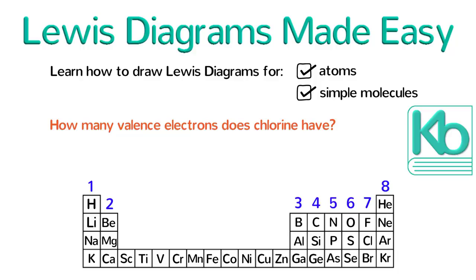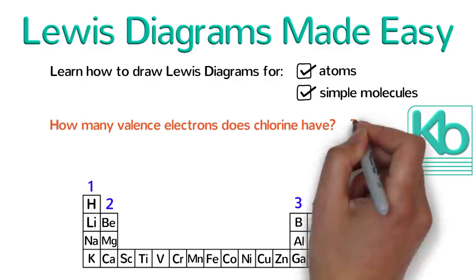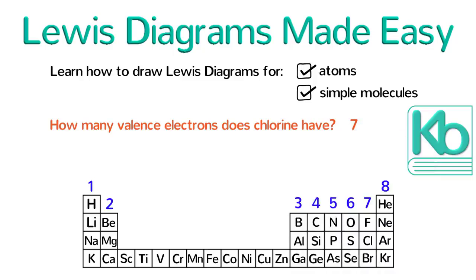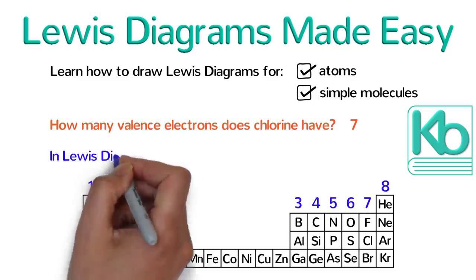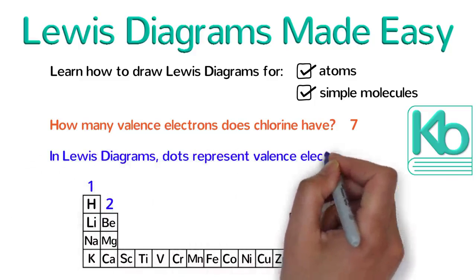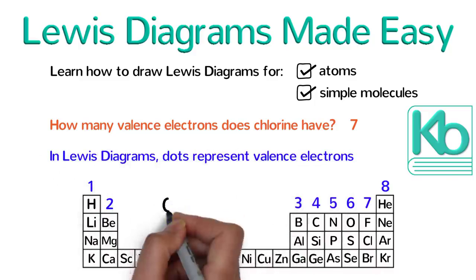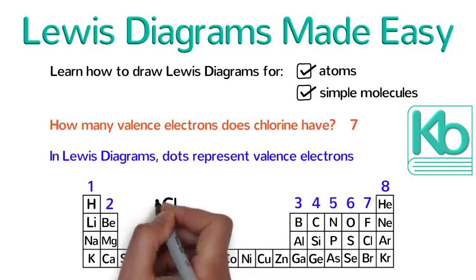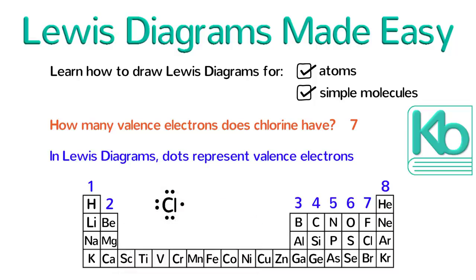Remember that its symbol is Cl. See it in the 7th column? That tells us that it has 7 valence electrons. Knowing the number of valence electrons an element has is critical, and in Lewis diagrams we use dots to represent valence electrons. So, the Lewis diagram of chlorine is the symbol Cl with 7 dots around it.